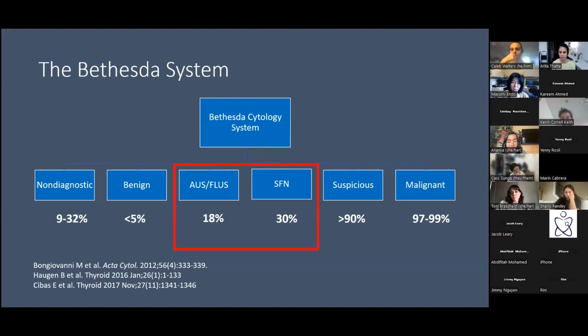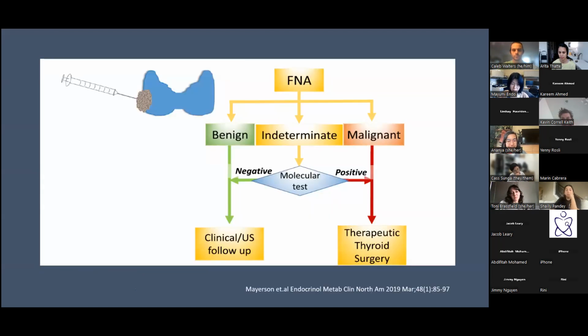They were asking us, why did I have to have this surgery with this benign result, and I'm stuck with this medical bill, and now I need to take levothyroxine. So lots of patients were unhappy, and we like happy patients, so we were unhappy too. We had to do something about it, and there came molecular testing.